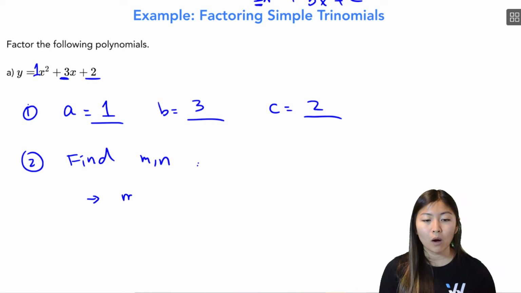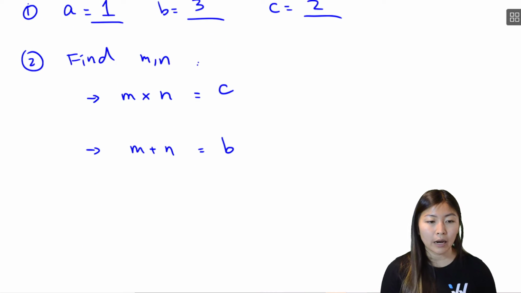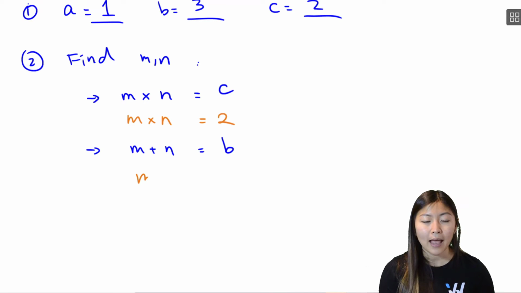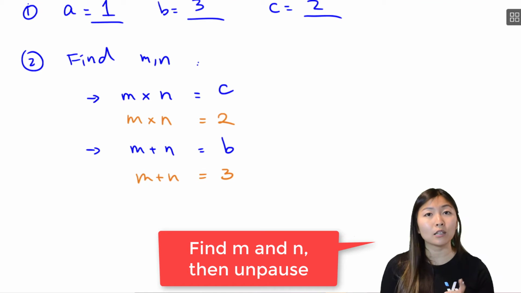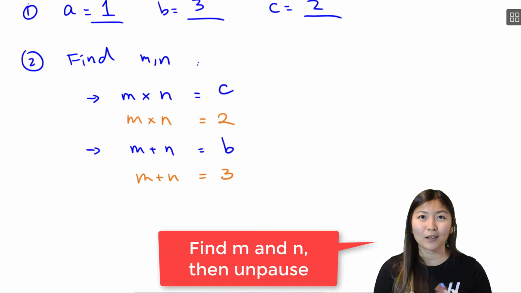Number 1, we want m times n to equal the constant c. And number 2, we want m plus n to equal the coefficient b. So in other words, we want our two numbers, m times n to equal 2 and m plus n to equal 3. So think to yourself, what two integers multiply to 2 and add to 3? Think positive, think negatives. When you're ready, unpause the video.